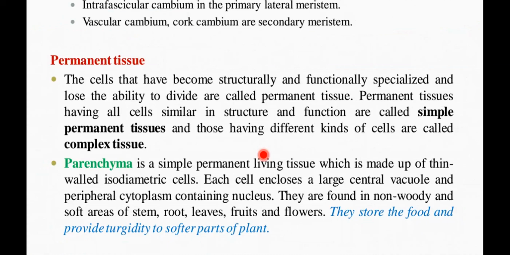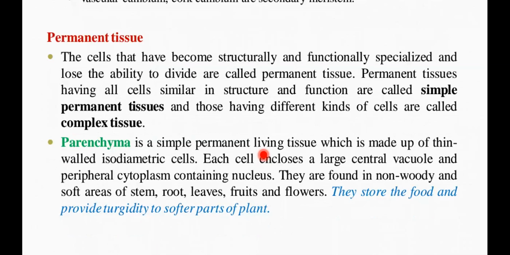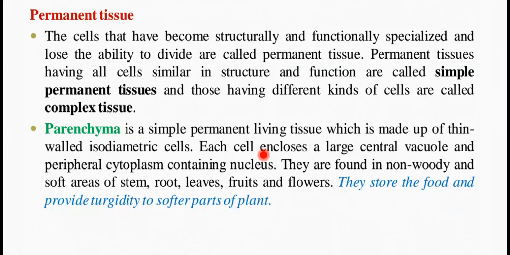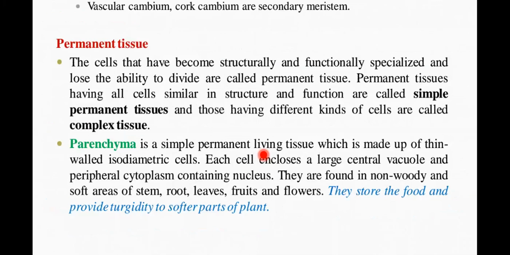Okay, and these permanent tissues basically are of different types. Parenchyma is one such type. Okay, they are divided into simple and complex. Under simple, we have parenchyma as the simplest example. So parenchyma is the simple tissue which is made up of central non-woody, softer parts of the plant. This is important. The main function is storage. They perform various functions, but the main function is storage.